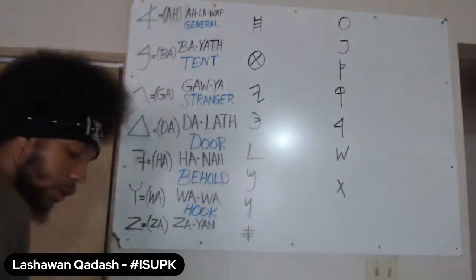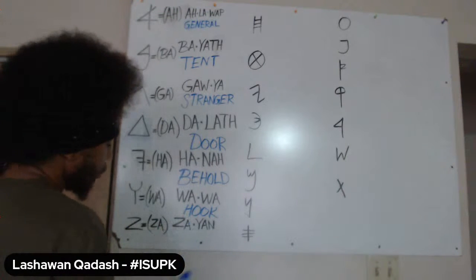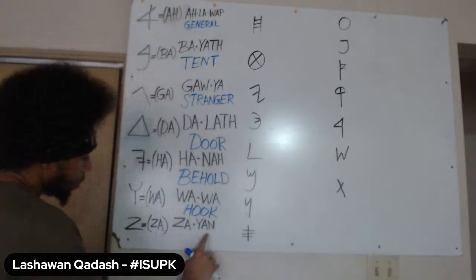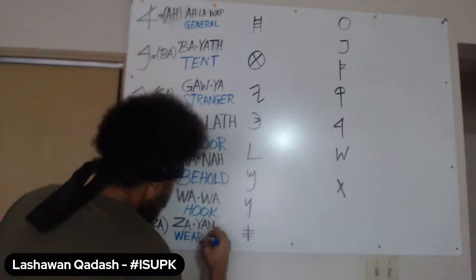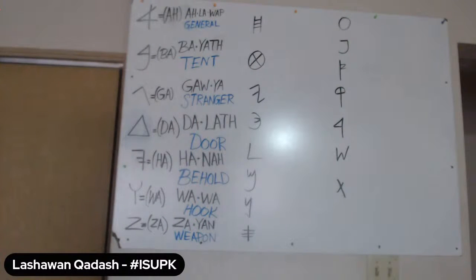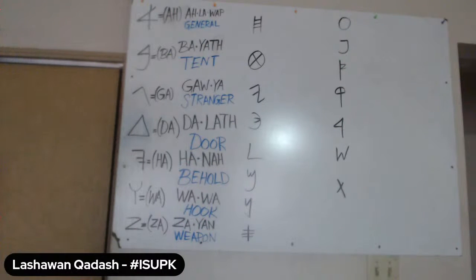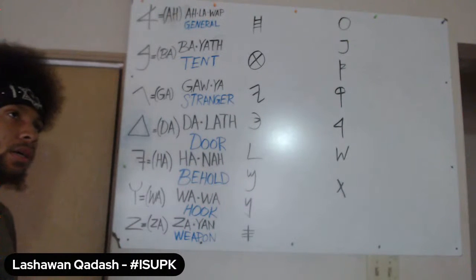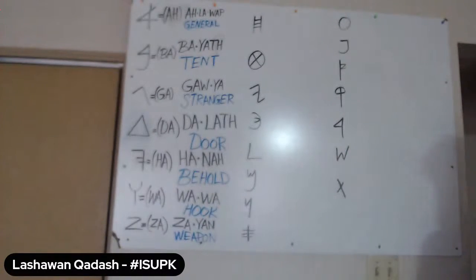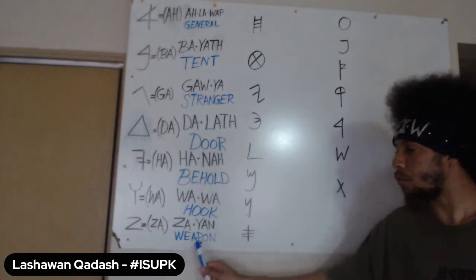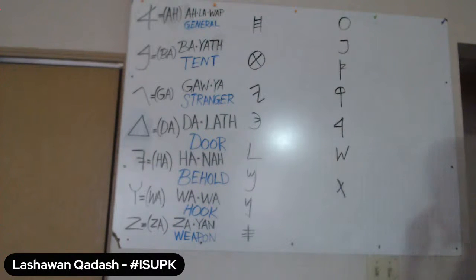Qadash means holy, like Lashawan Qadash, holy tongue. So Qadash, by definition in Hebrew, means holy. Zayan means weapon. Qadash Zayan, holy weapon. Also, you have a brother named Zayan Ya'ala. Ya'ala simply means power or angel. So Zayan Ya'ala, I want to say, means powerful weapon in Hebrew. Okay? All right.